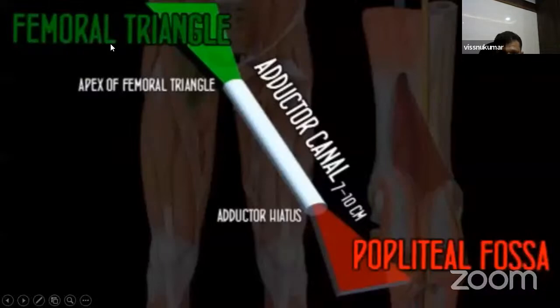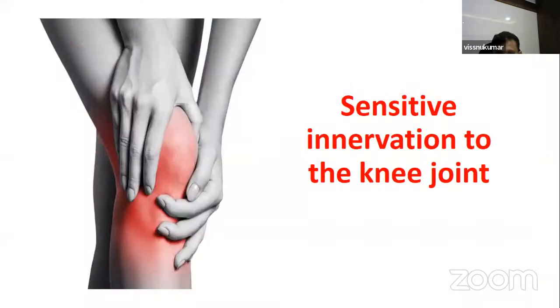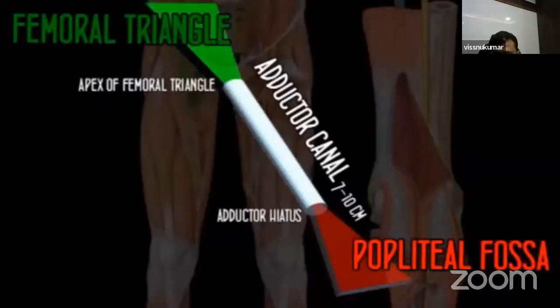Okay, so you can see the femoral triangle, the apex of the femoral triangle I told, the adductor hiatus, and this is the popliteal fossa. Usually the adductor canal is 7 to 10 centimeter, and the adductor canal, if you see, is almost 12 to 15 centimeter below the inguinal ligament. Okay. Now, why did this adductor canal block come and what is its importance?